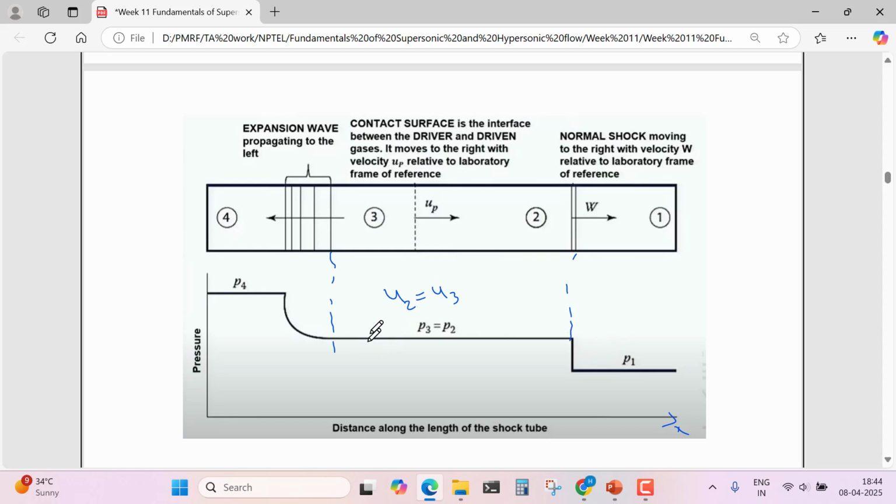So it will have constant pressure from this region to this region, P3 equal to P2, and this region will have pressure P1, and this region will have pressure P4, and due to this expansion fan, there will be a change in pressure here, and due to the shock wave, this pressure change will be abrupt. So as this shock wave moves, this pressure P1 will move to P2, and as this expansion fan moves here, this pressure P4 will become P3.